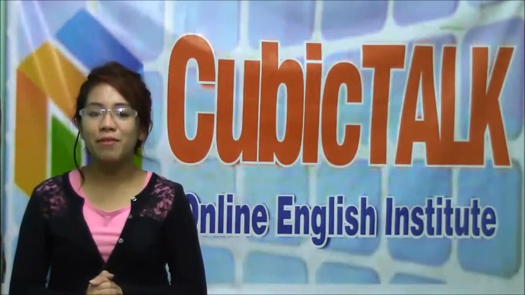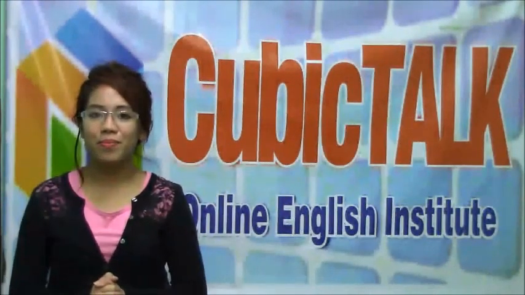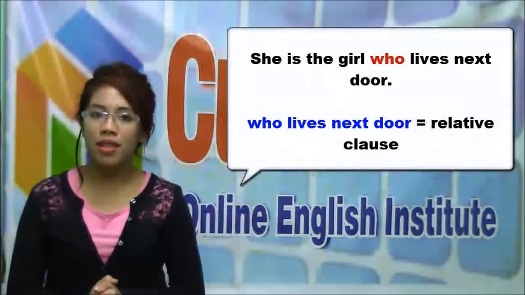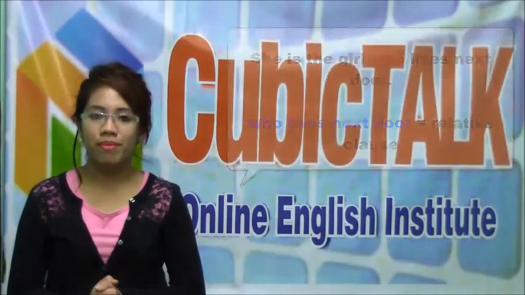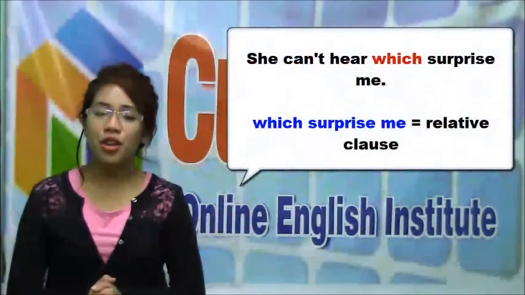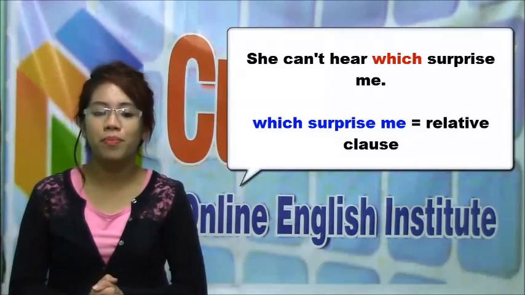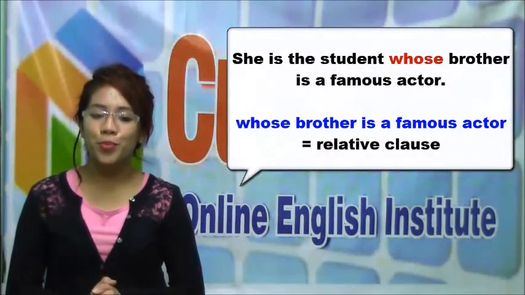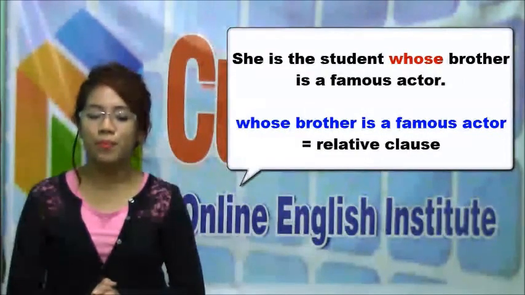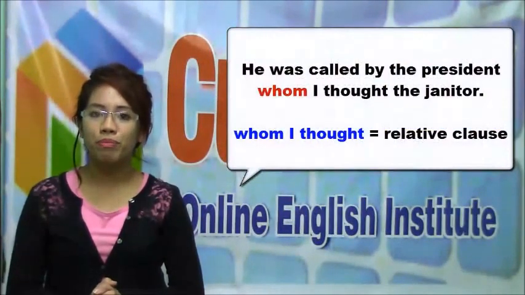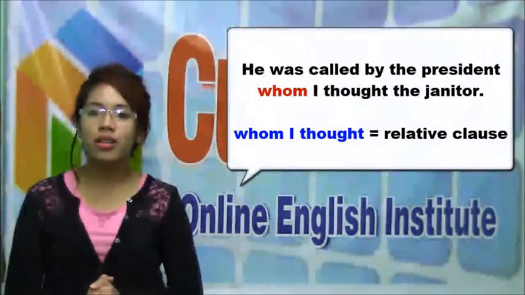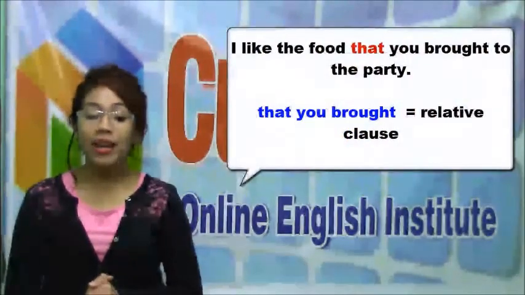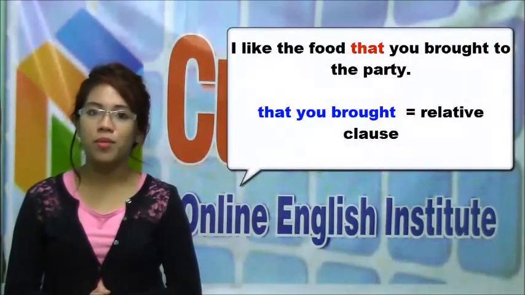Now let us try to use relative pronouns in a sentence. Who? She is the girl who lives next door. Which? She can't hear, which surprised me. Whose? She is the student whose brother is a famous actor. Whom? He was called by the president, whom I thought the janitor. That? I like the food that you brought to the party.